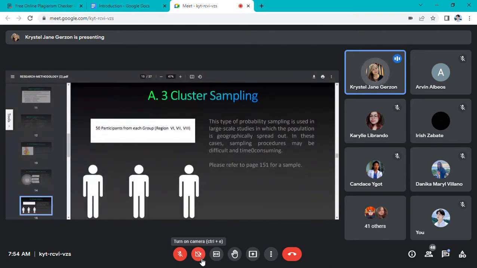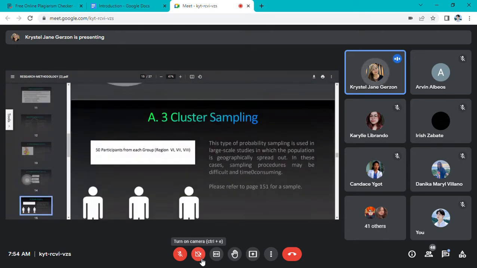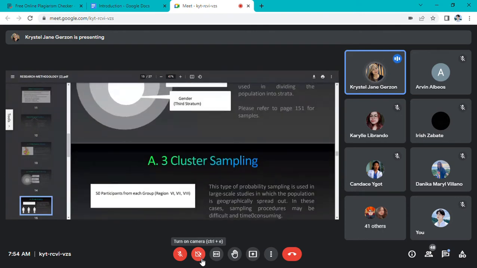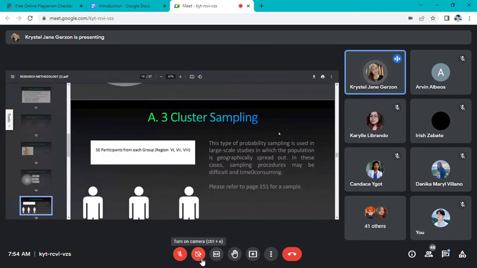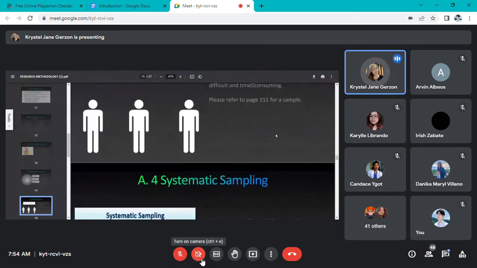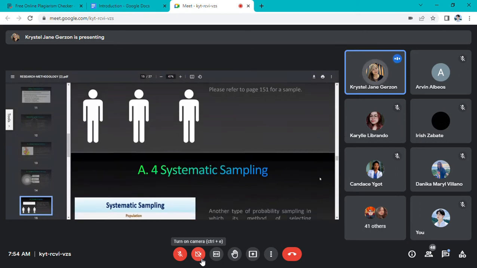Then for cluster sampling, this follows almost the same procedure as stratified random sampling. It's just that cluster sampling is usually used for wide-range studies.